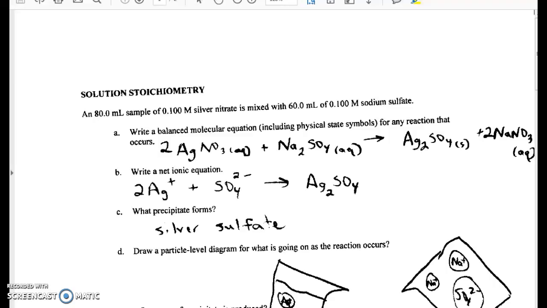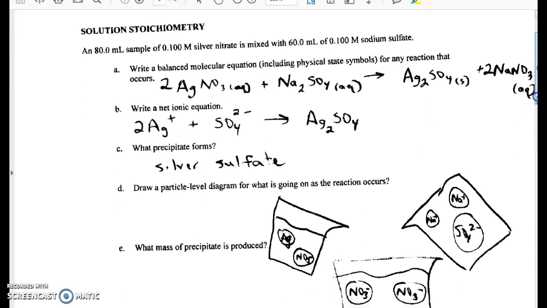So the net ionic equation, which is the ions that are involved in forming the precipitation, are 2 moles of silver plus 1 ion combining with 1 mole of sulfate 2 minus ion to make the silver sulfate precipitate, and that of course is our precipitate.